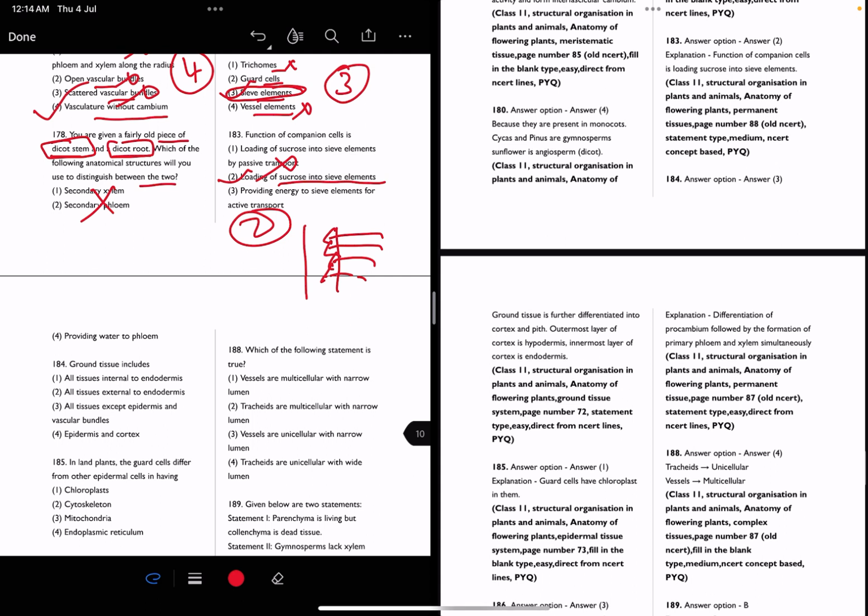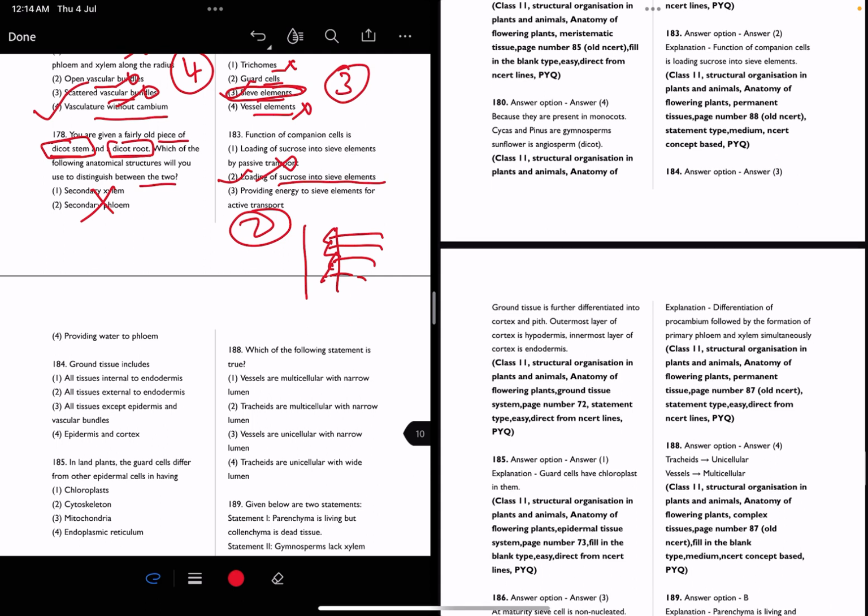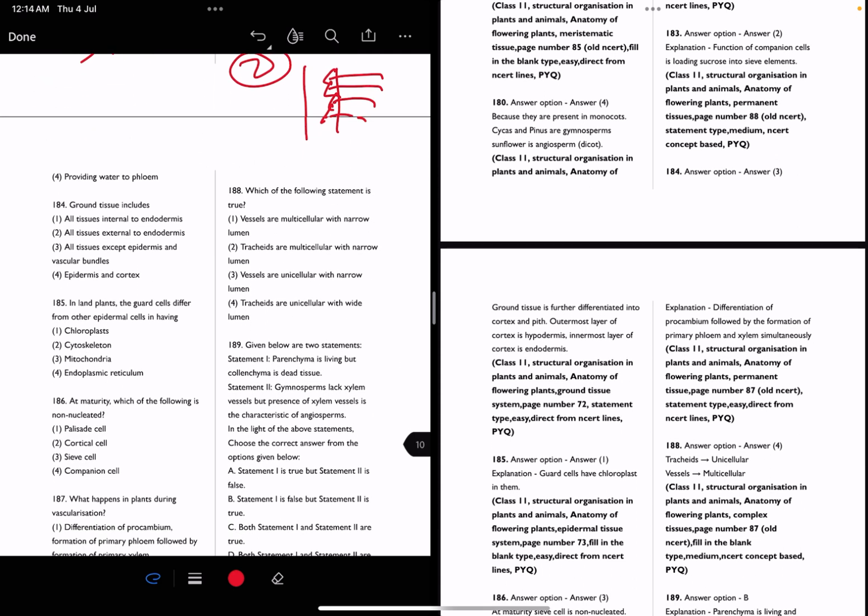Function of the companion cell: loading sucrose into the sieve element by active transport. Ground tissue includes all tissue except the vascular bundle and epidermis. If we remove the vascular bundle and epidermis, whatever tissue remains is known as the ground tissue only. So the answer is all tissue internal to the endodermis. This is all tissue except epidermis and vascular bundle, which is the correct answer. The answer is the third option only.